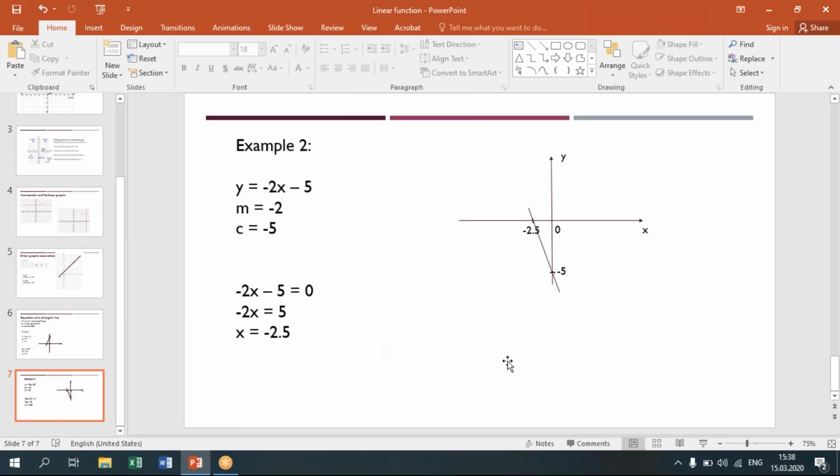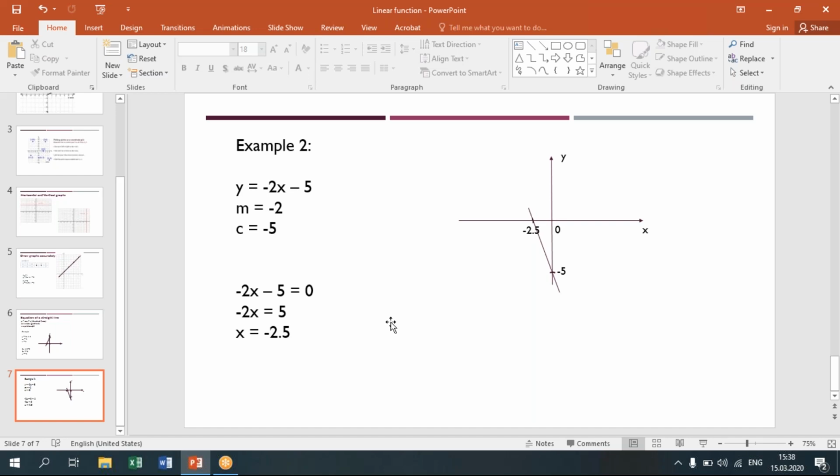Example 2. Y is equal to negative 2x minus 5. We know that the standard form is y equal to mx plus c. On the place of m, we have negative 2. On the place of c, we have negative 5. Also, I said that c is the y-intercept, so we have to show this point, negative 5, on the y-axis. On the y-axis, negative values are down here.